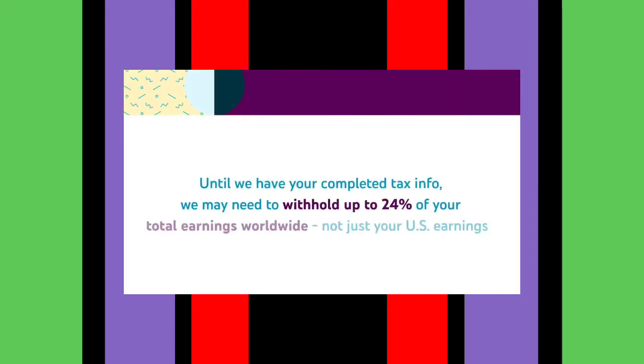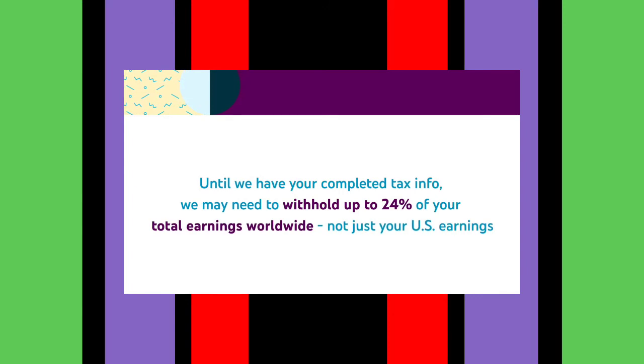If Google does not have tax forms from you by the time these changes go into effect, Google will be required by law to presume you're a US person if you have an individual AdSense account. This means until we have your completed tax info, we may need to withhold up to 24% of your total earnings worldwide, not just your US earnings. So the earlier you can get your forms in, the better.